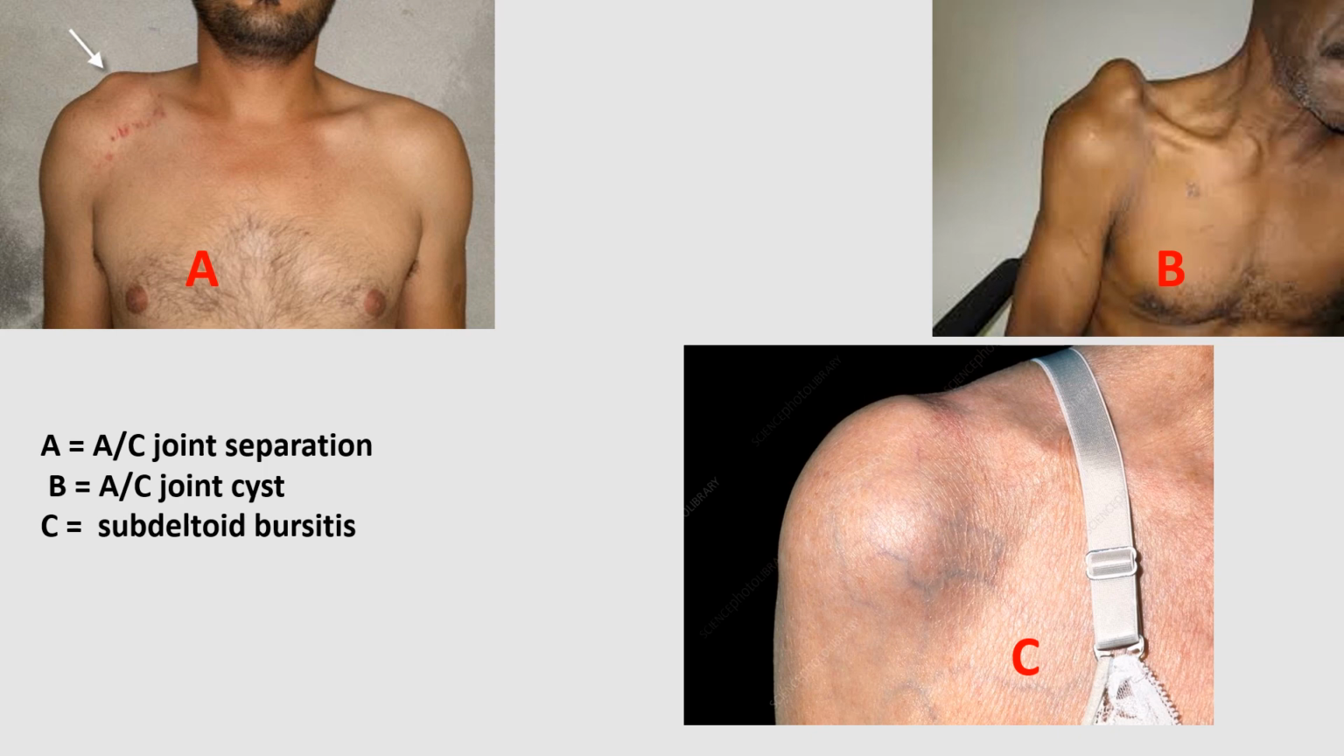C is a subdeltoid bursa, and it has to be very large to be visible, as it has to appear through the deltoid mass. This is of an older lady with less muscle, so it helps. Always remember that a large bursitis can be caused by rheumatic disease and infections, so these should be excluded, but if in any doubt, refer.